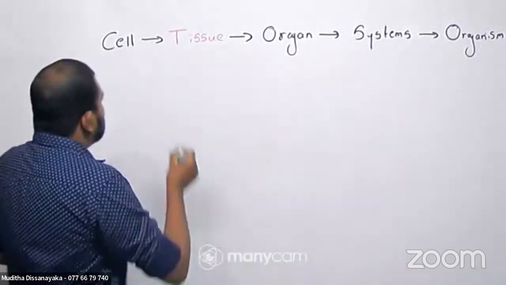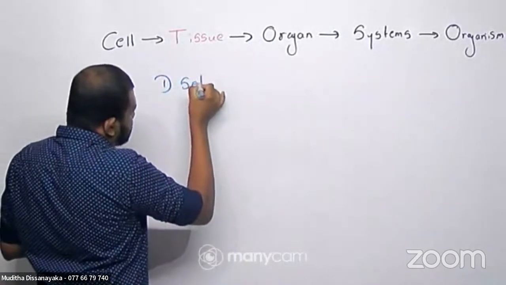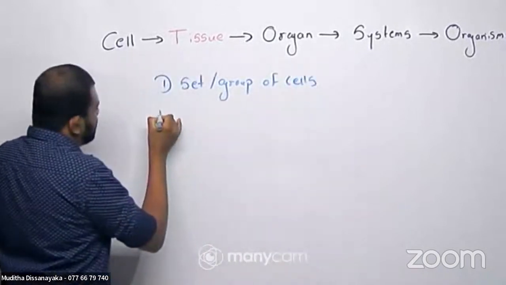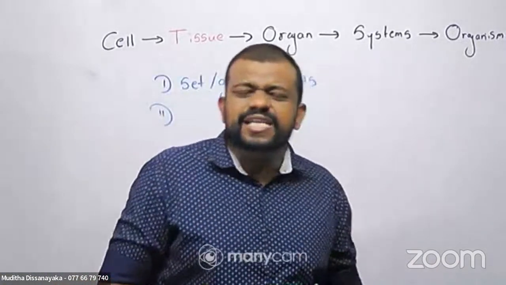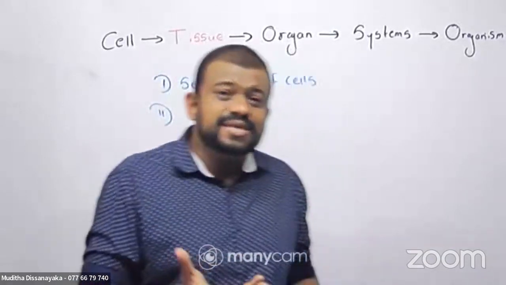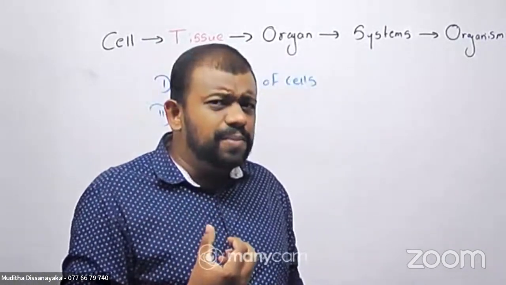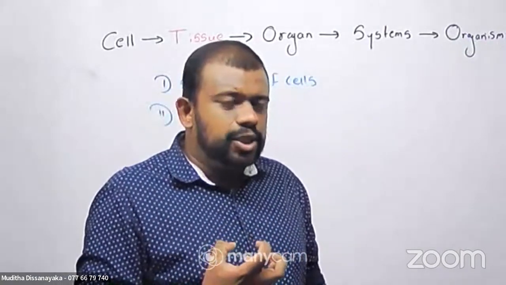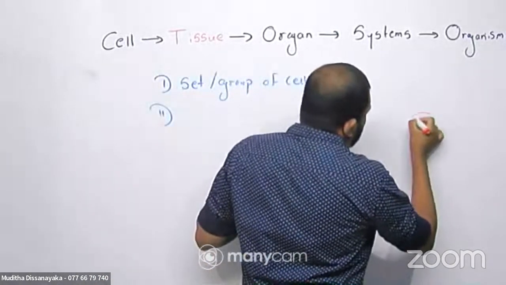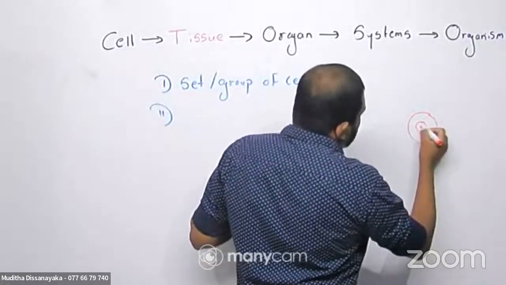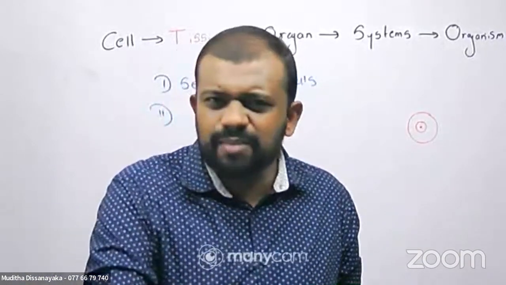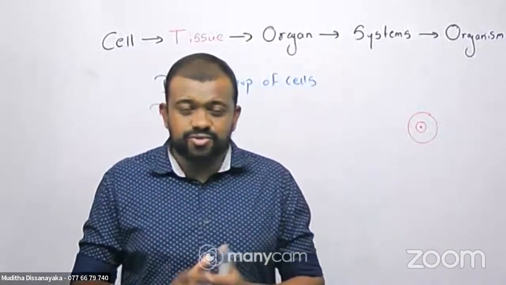Now, a tissue is a set of cells, a group of cells. Second thing, with a common origin. It is difficult to explain this origin at O levels. When we were talking about animals, we talked about diploblastic and triploblastic. Diploblastic means two germinal layers; organisms are formed with different layers. Triploblastic has 1, 2, 3, which I explained with the coelom and pseudocoelom. But at A level, we don't discuss the germinal layers.